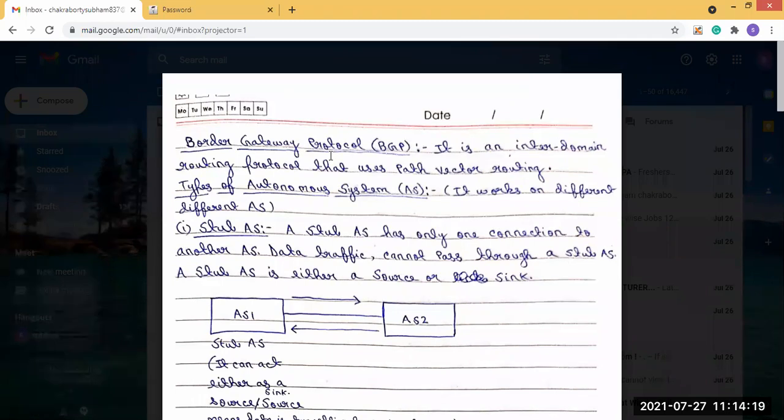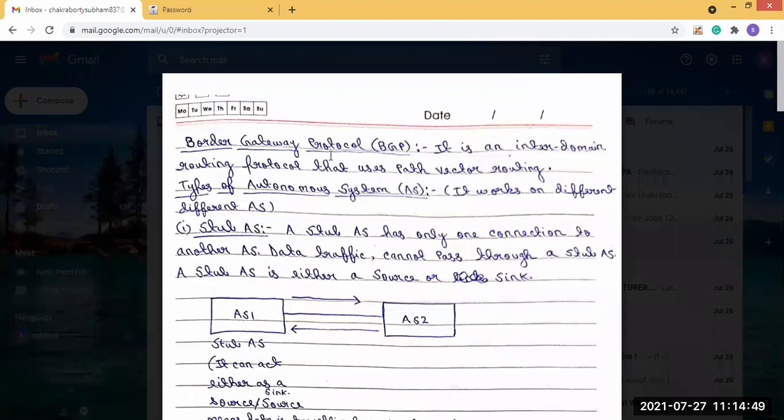Now, this Border Gateway Protocol is also a path vector routing protocol. We have also seen that this is the inter-domain routing protocol. The path vector routing is inter-domain. It is not intra-domain. And this BGP, Border Gateway Protocol, also uses path vector routing.